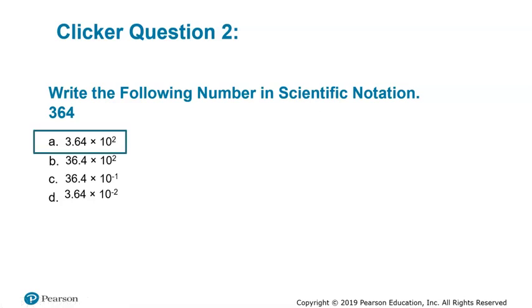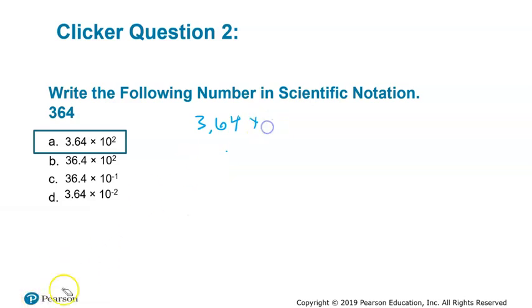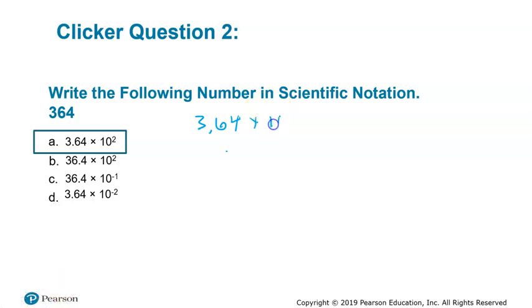Okay, hopefully you got A from this. I'll just do a couple. So 3.64 times 10 to the second. In this case, let's go back and look at this one. What does that mean? Well, it means I take 364, and it's times 10 to the 2. I start here and go 1, 2. And so that does work out to be 364 as we expected.